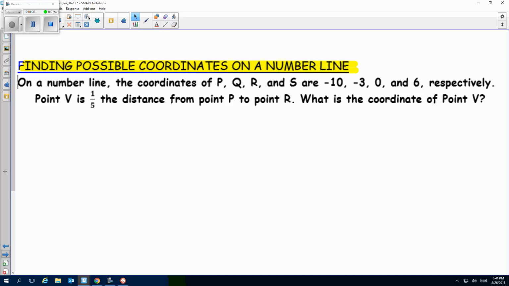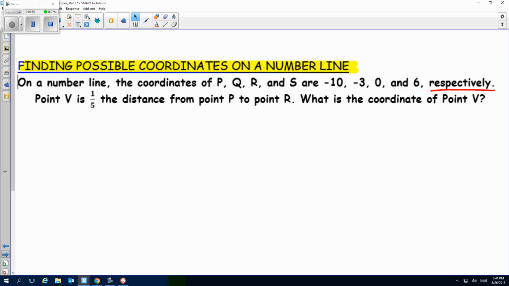We have the coordinates of P, Q, R, and S as -10, -3, 0, and 6 respectively. So I'm going to underline this word because this is very important. Whenever you see that, that lets you know that it's in that order that they gave you, okay? It's in the order that they gave you.